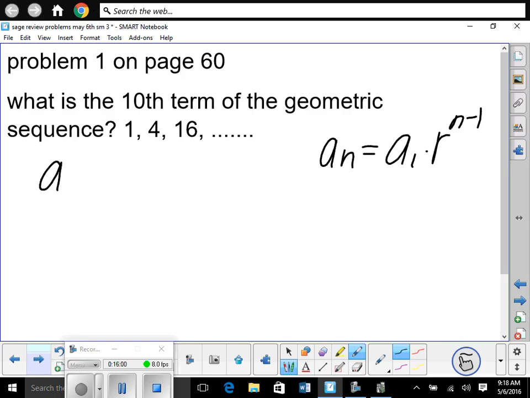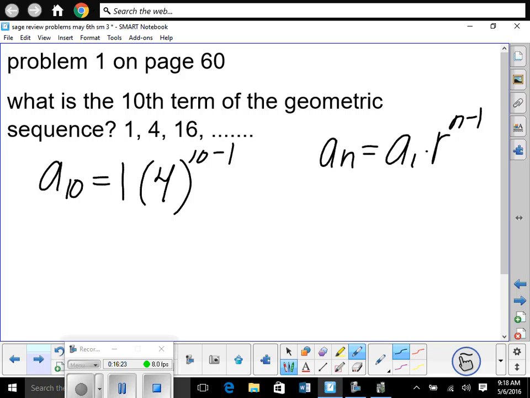So we want a sub 10 is equal to a sub 1, which is our first term, which is 1, and then r is our common ratio. Remember, there's a common ratio. Ratio means division. You take the number that comes before the value above it. So you do 4 divided by 1 is 4. Is 16 divided by 4, 4. So our common ratio was 4 raised to the n, which is 10 minus 1.